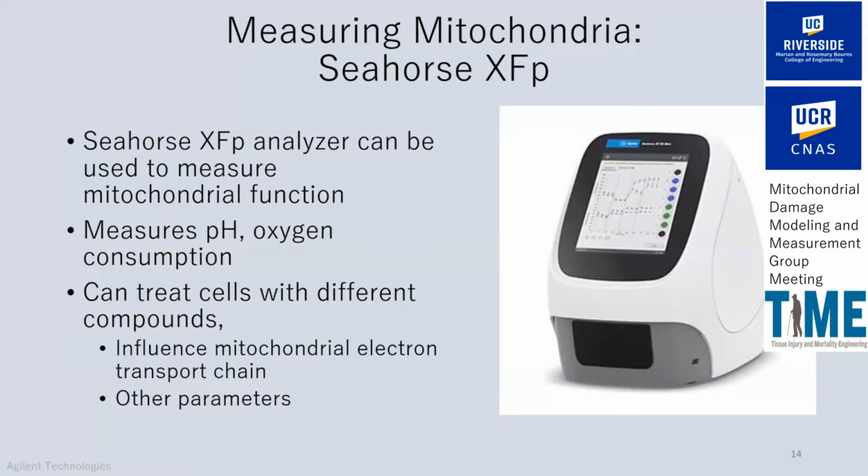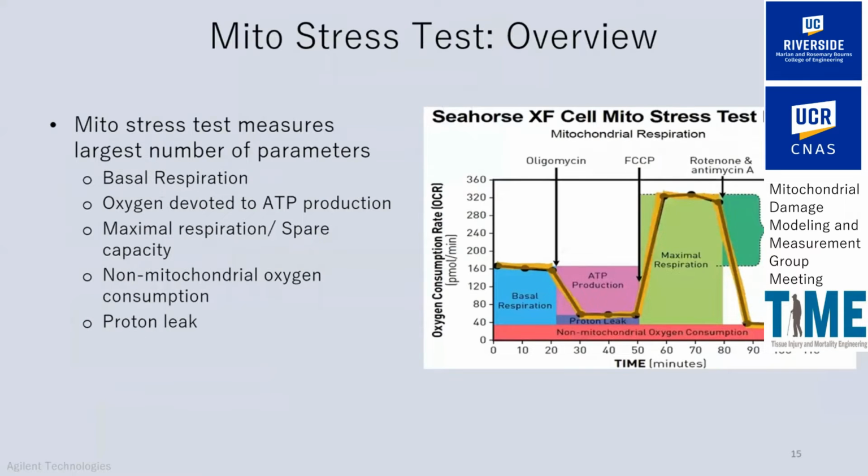So let's talk about the first assay, the Mito stress test. There are a lot of assays you can use on the Seahorse. The Mito stress test and the ATP rate assay that we'll be talking about later are the ones you'll see most frequently in publication. There are some other ones as well, but this Mito stress test is very popular because it allows for the measurement of a fairly large number of parameters.